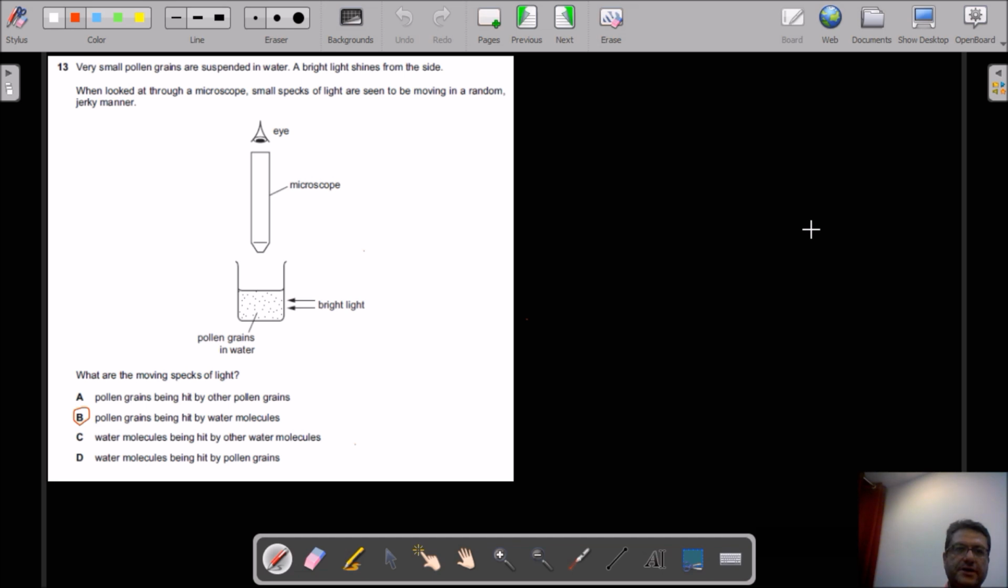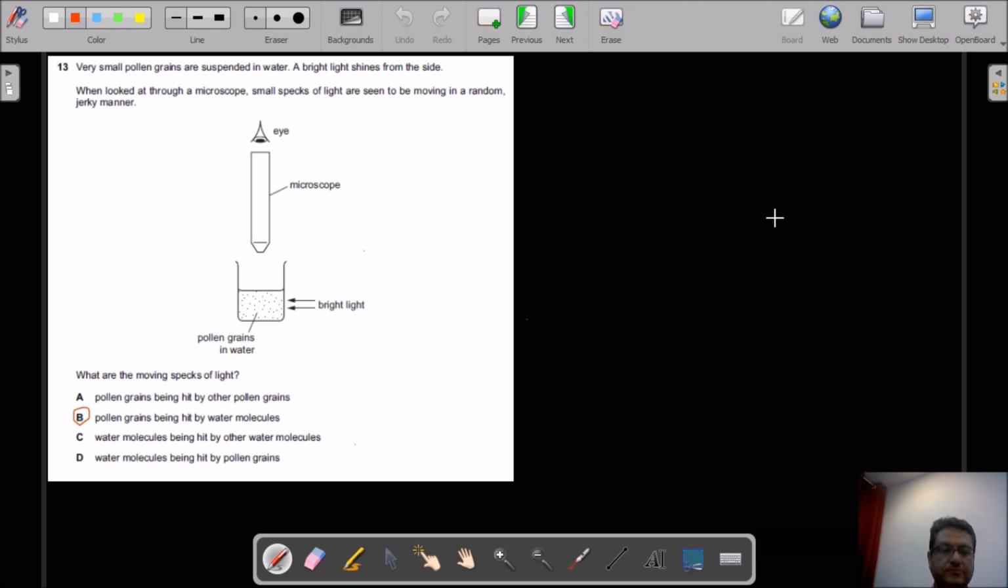Very small pollen grains are suspended in water. A bright light shines from the side. When looked at through a microscope, small specks of light are seen to be moving in a random, jerky manner. So what are the moving specks of light? Okay, we know that this is because of Brownian motion, and that's why B is right. Pollen grains being hit by water molecules.